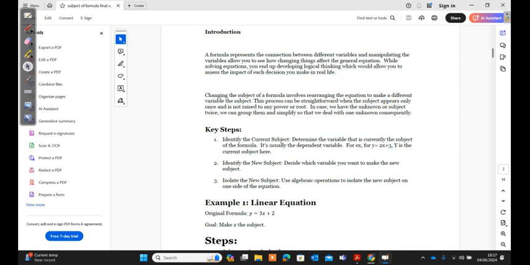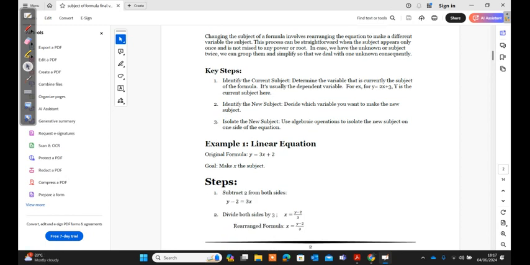And step two is identifying the new subject, meaning what do we need to make subject of formula here. And then step three is about the process itself. So once you've determined what you need to make subject of formula, you need to actually isolate that variable. So you'll see that the key word here is isolation. So how do we isolate that new variable so that it becomes the new subject of formula?